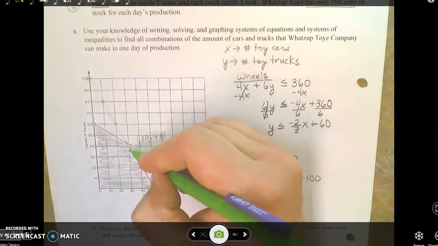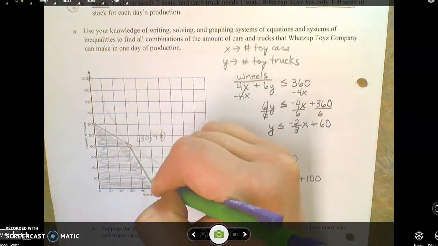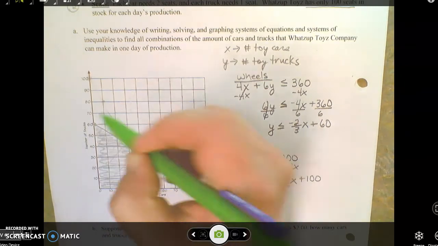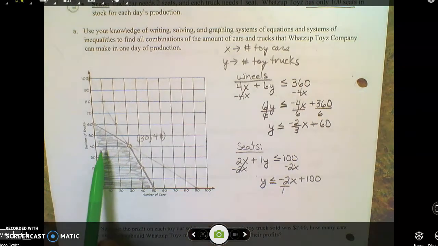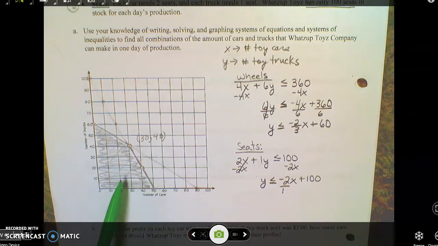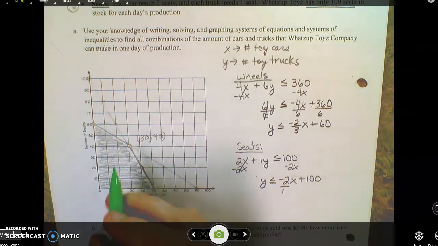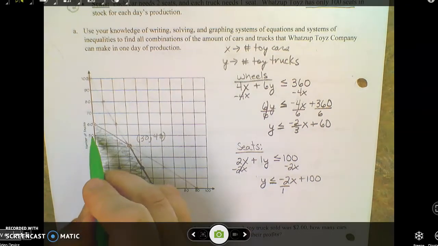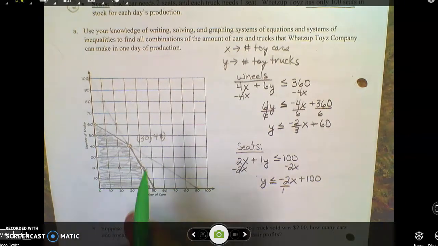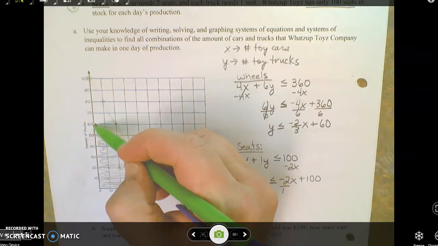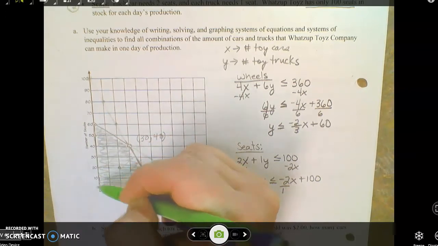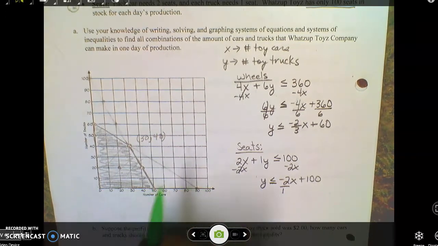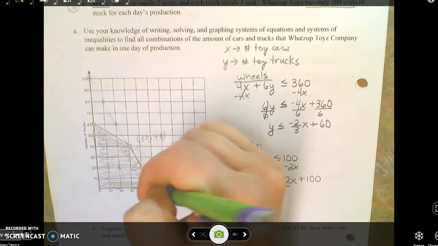Okay, so here is my solution set. So anything in here, in the shaded region, I can make for cars. So I could make 20 of each and still be within my restrictions. I can make no cars and 50 trucks and still be within my restrictions. Now you can see this is a quadrilateral. It's got 4 sides. And here, and here.